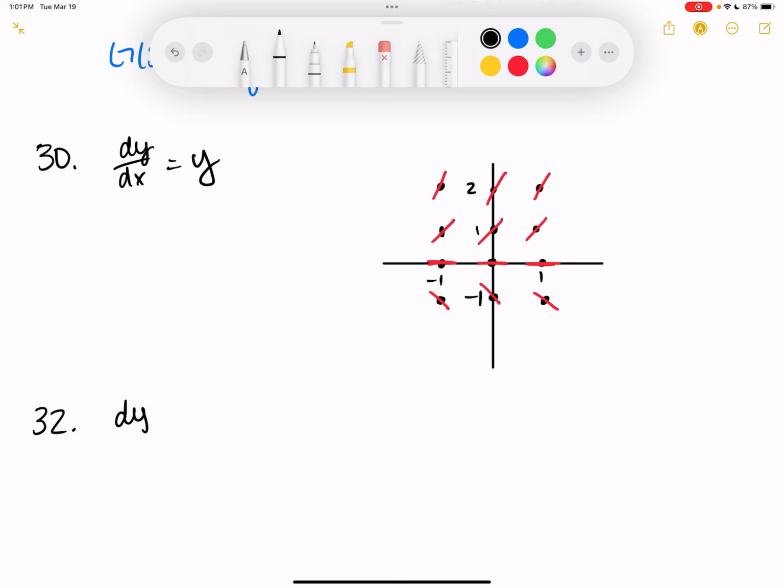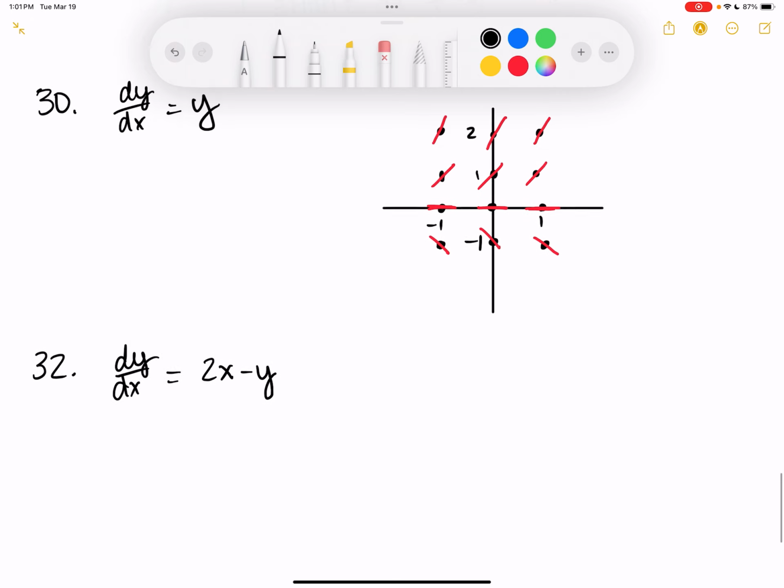Number 32: dy/dx is equal to 2x minus y. And it's the same axes, so if you want to go ahead and draw that.